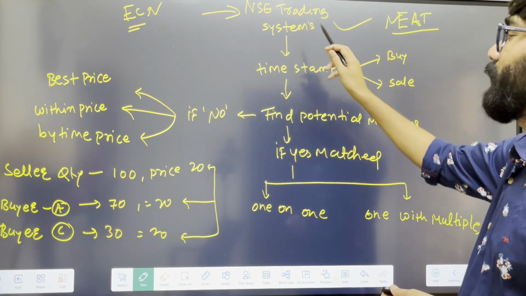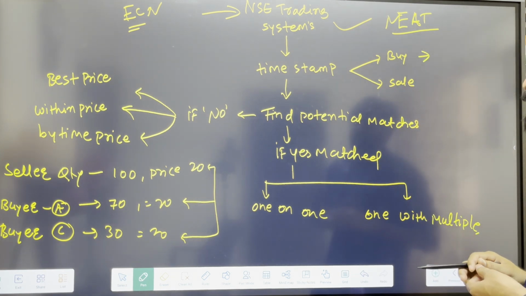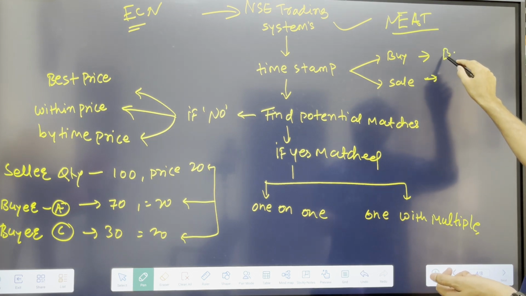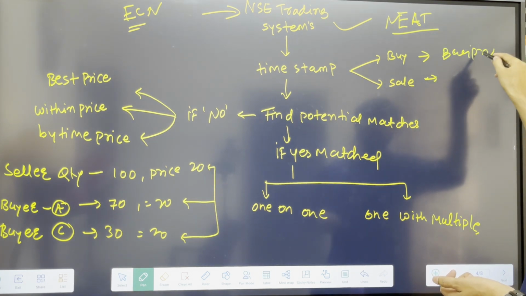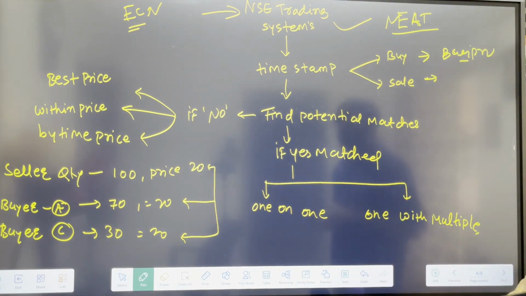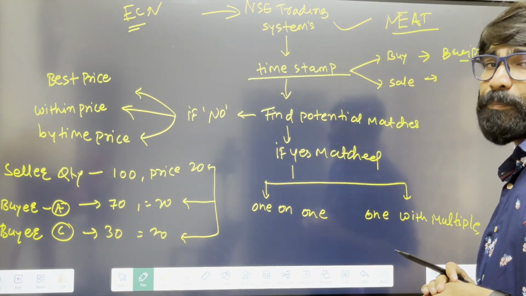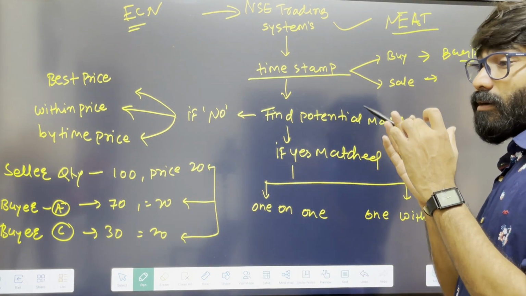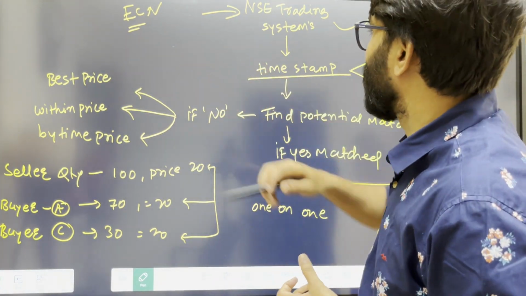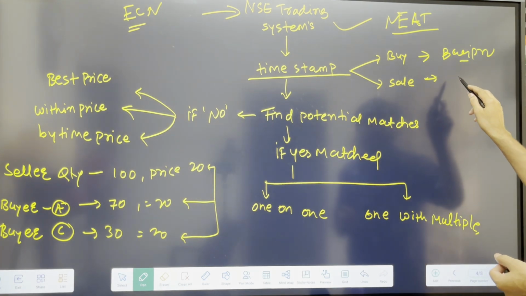So as a buyer, let's say you want to buy Wipro securities, I'm just assuming it. If you send the order to that system, let's say the NSE trading system, the trading system will record the time stamping. Time stamping means the time when you sent the order, so they'll record the time in their system. Again, the same conditions apply to the seller as well.